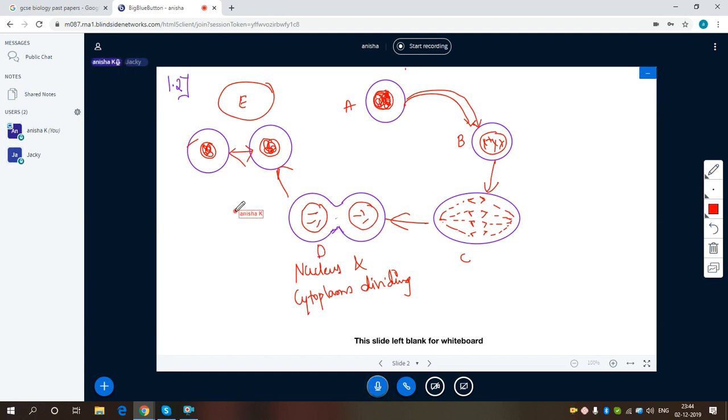1.5. How do the two cells produced at stage E compare to parent cell A? They have given you three different options. They are genetically different, genetically similar, genetically identical. Yes, the answer is right, they are genetically identical. So you're clear with chromosomes and mitosis?